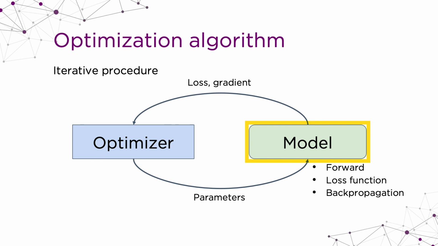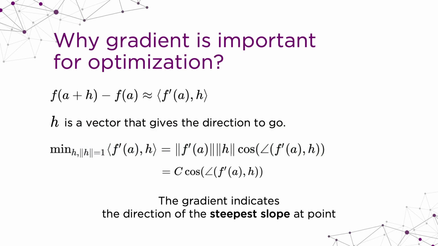And I will retrieve all the gradients for all the parameters as a vector, and I will give this vector gradient to my optimizer, and the loss. So first, why is gradient so important in optimization?